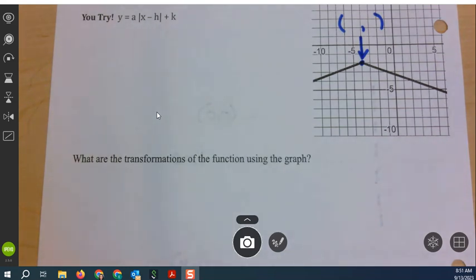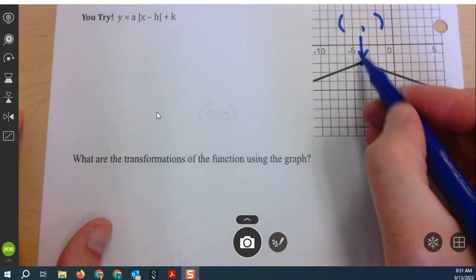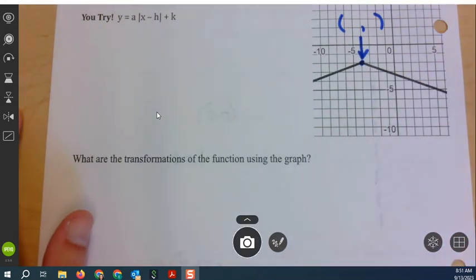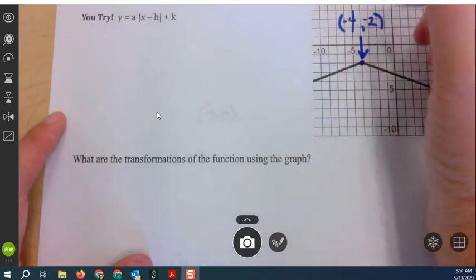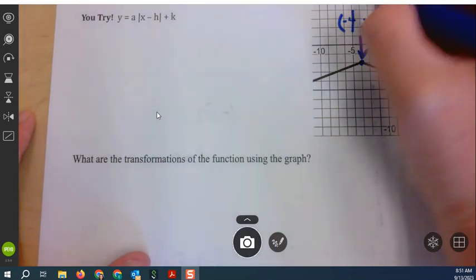Layla, what'd you get for the vertex? -4, -2. Anybody else get -4, -2? No? Yes? That's right. All right, and since that's the vertex, that's my H, and that's my K.